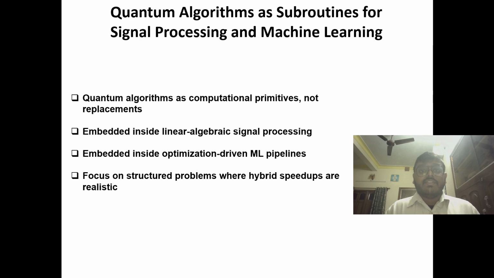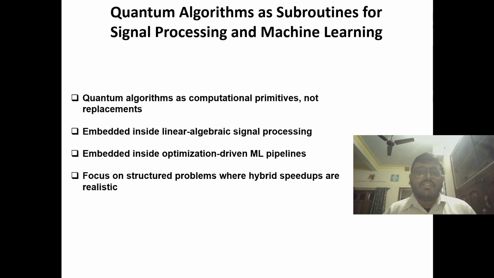My primary research direction is the use of quantum algorithms as computational subroutines rather than complete replacement of classical methods. In particular, I study how well-defined quantum subroutines such as quantum Fourier transformation, quantum phase estimation, and HHL algorithms can be integrated into existing classical algorithms, signal processing algorithms, and machine learning methods to avail the advantage of promised quantum speedups.